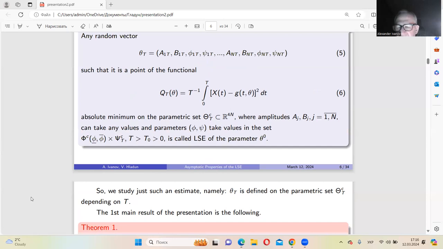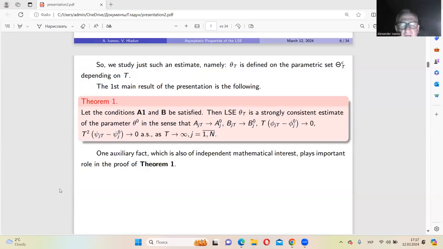The first main result of the presentation is the following, theorem one. Let the conditions A1 and B be satisfied. Then the least squares estimator theta t is a strongly consistent estimate of the parameter theta zero in the sense that amplitudes tend to the true values of amplitudes. This is an enhanced property of strong consistency: not only phi t tends to phi zero and psi t tends to psi zero, but multiplied by some factor. Here we multiplied by t and here by t squared. It is a very strong consistency.